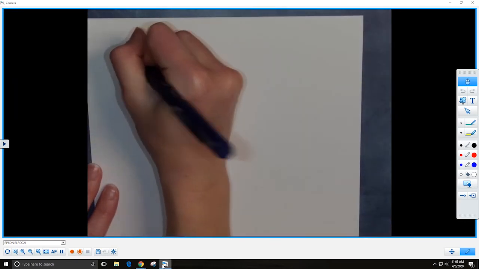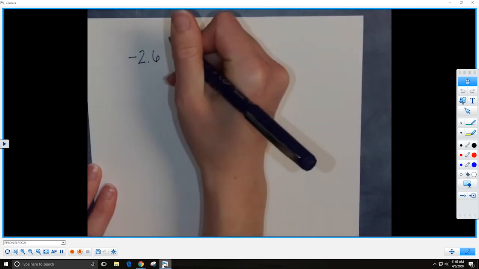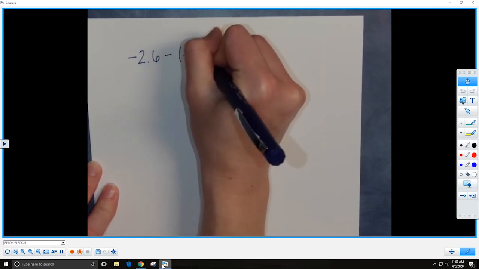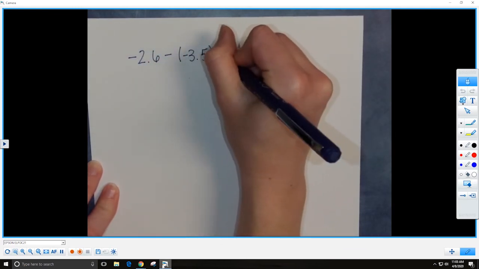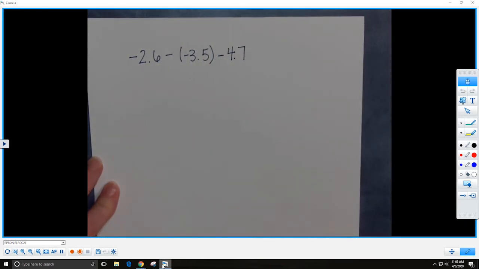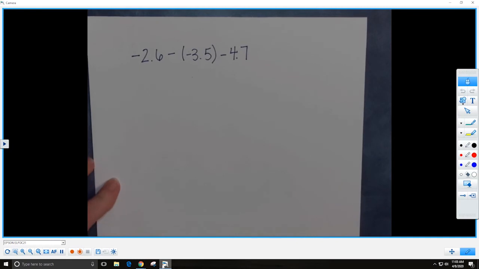Remember, make a prediction of whether the answer is positive or negative, and then work the problem to get the answer. Here's our next problem. Negative 2 6/10 minus negative 3 5/10 minus 4 7/10. All right, go ahead and get started.